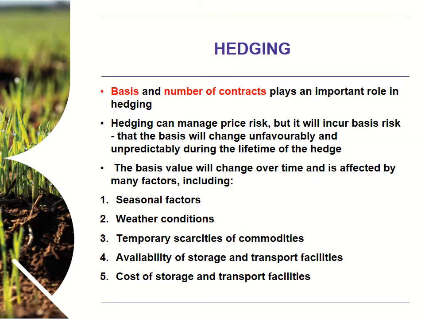Some of the factors that affect basis are seasonal factors, weather conditions, temporary scarcities of commodities. There's a temporary shortage, and that's when you get contango and backwardation. In this case, with temporary scarcities of commodities, you'll get a backwardation where the current price will be higher than the deferred contract. And then availability of storage and transport facilities, the carrying charge that affects that, and the cost of storage and transport facilities. That's the same. That's the cost, and the other one's the availability.